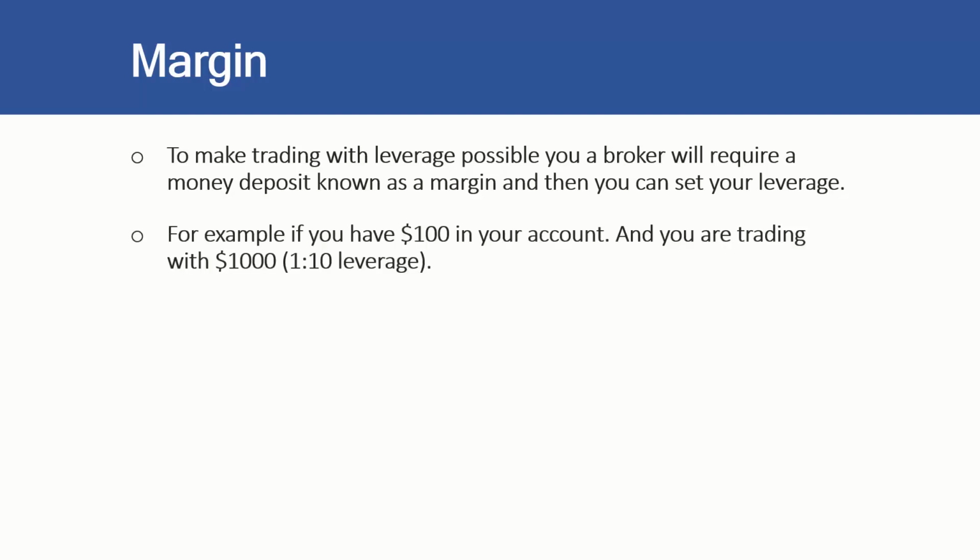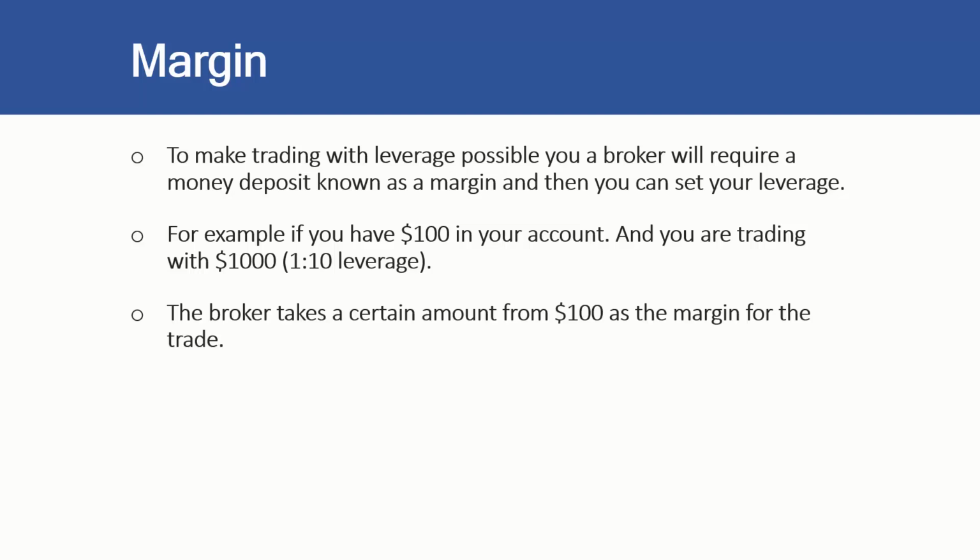For example, if you have $100 in your account and you are trading with $1,000, so 1-to-10 leverage, the broker takes a certain amount from $100 as the margin for that trade. When the trade is completed, you get back your margin.